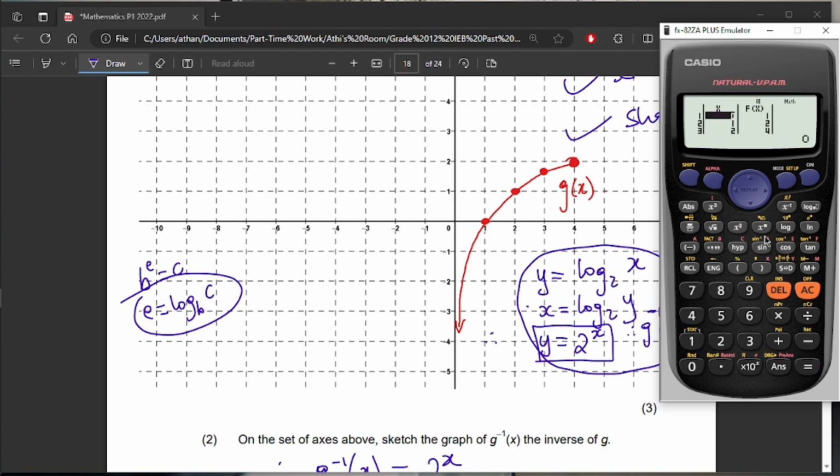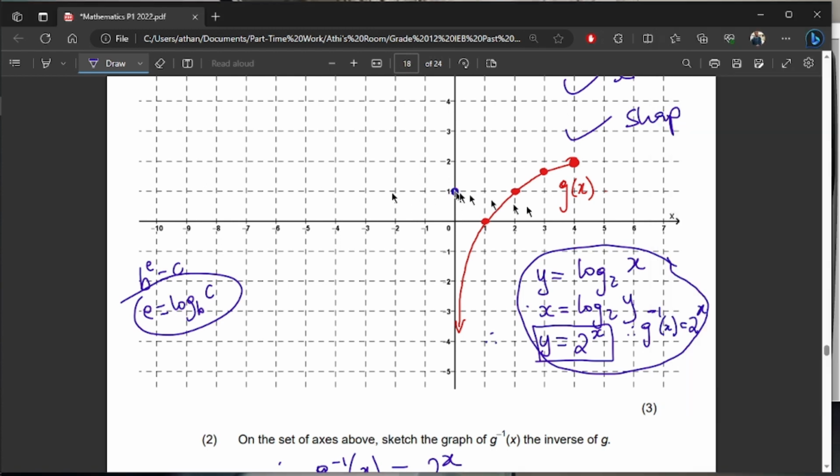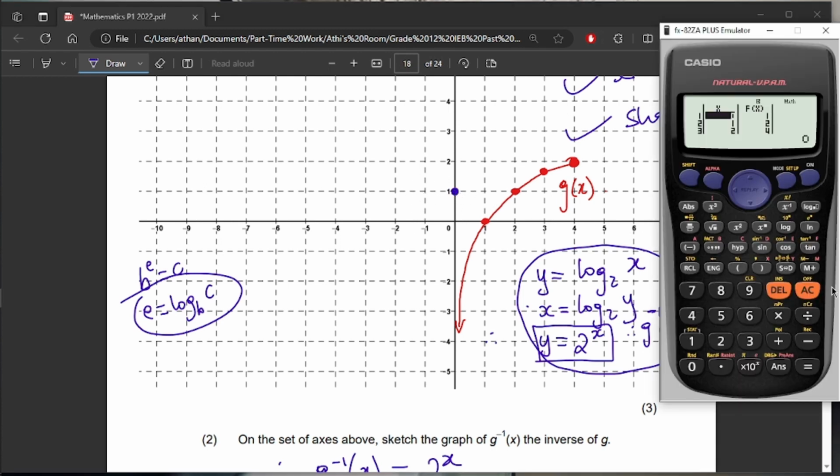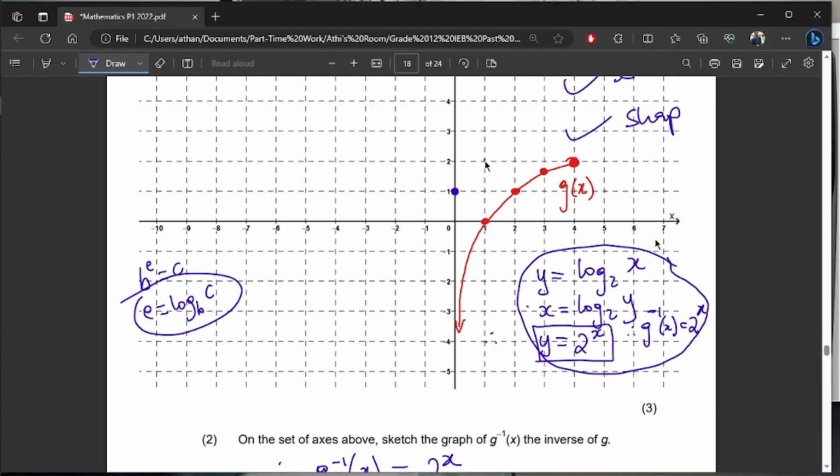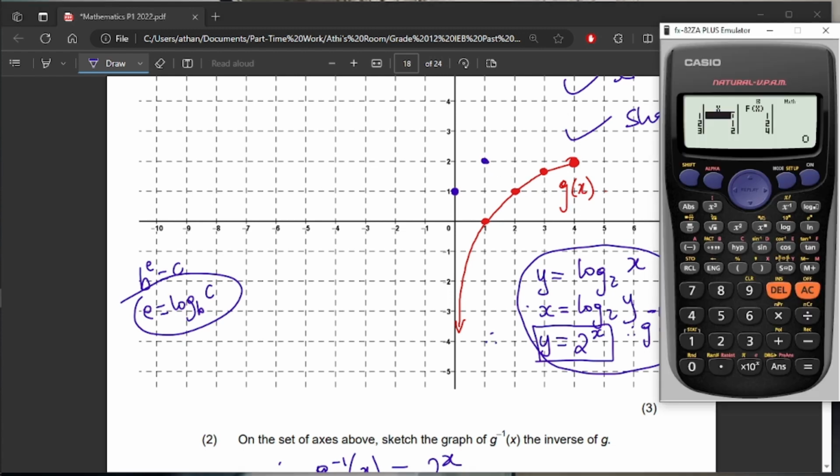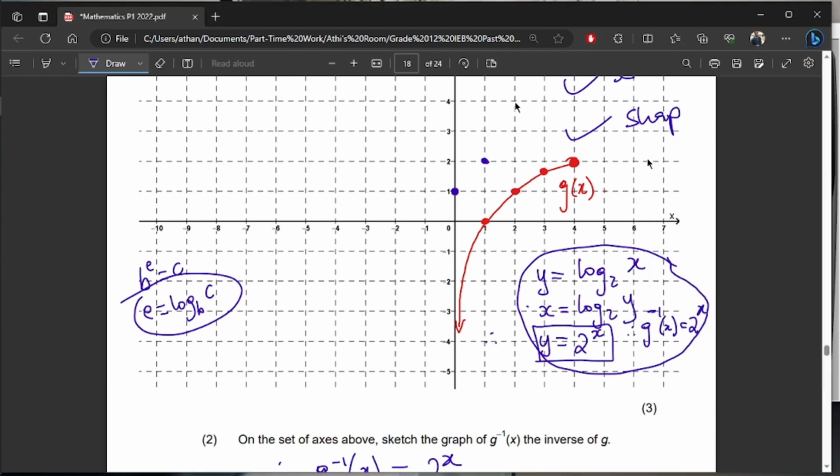Yes, so 0 is to 1, 1 is to 2, 2 is to 4. Okay, now you can clearly see our graph is like that. Please be very accurate, guys. Our graph is like that.